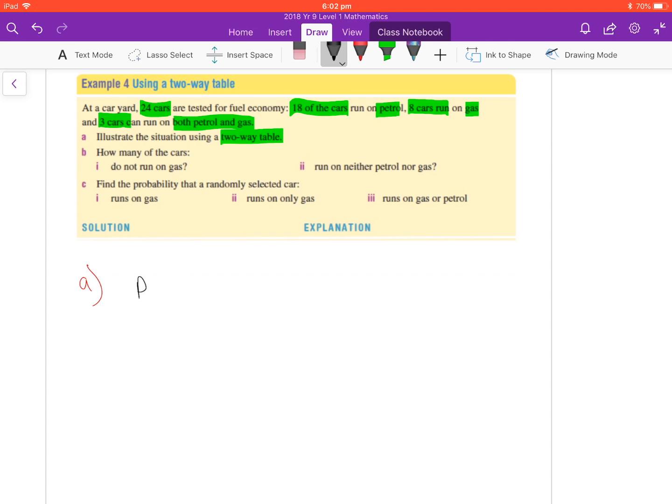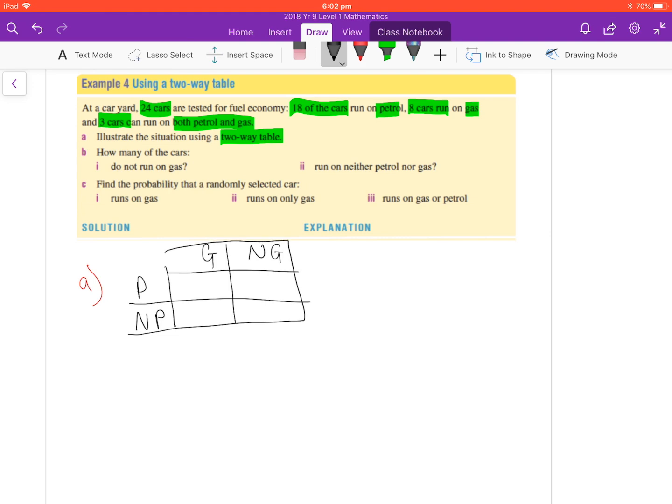So we've got petrol, not petrol, we've got gas, and we've got not gas. I'm just abbreviating to make it a bit easier and a little bit less time consuming. Now I'm just drawing my table together. Got our total there. Okay, so now we need to fill in the information we have. Start working with what we've got.